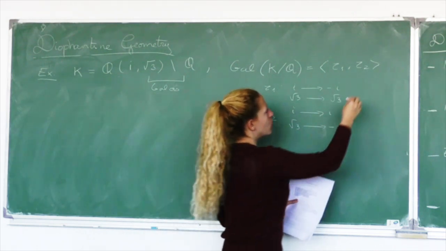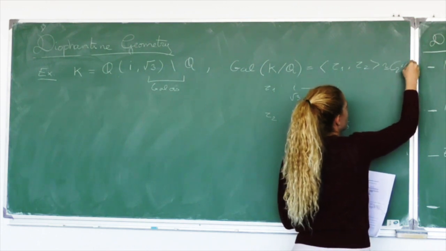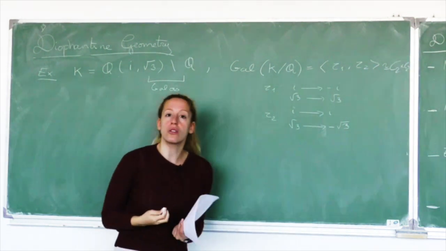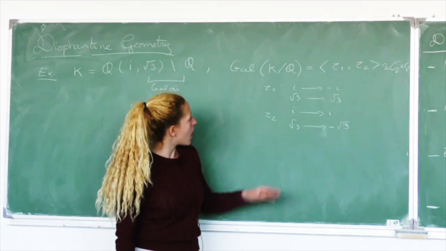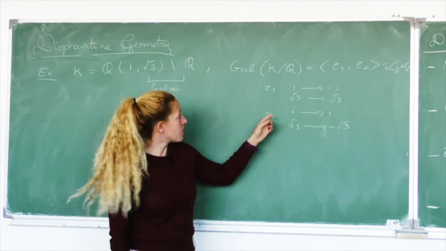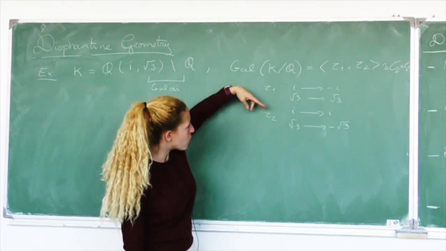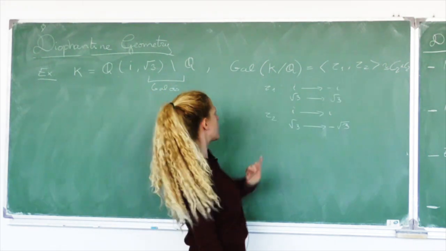So this group is isomorphic to the cyclic group of order 2 times the cyclic group of order 2, which is called the Klein group. The four elements are those two elements of order 2, which commute, their product, and the identity. Those are the four elements in this group.